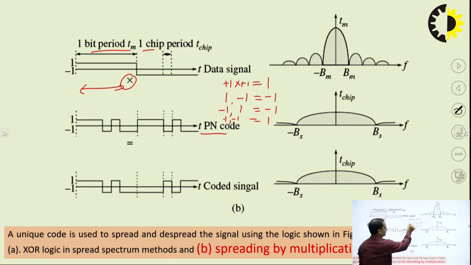So, what is the meaning of that? This is a multiplication I am talking about, right. We are representing logic 1 as 1, and logic 0 will be represented as minus 1. In this case, we can see 1 is here, 1 is there, and 1 times 1 will obviously be 1, so we get the spreaded data, or this code, as 1. When we have 1 again, we get 1. Now, here this is 1 and this is minus 1. When you multiply 1 and minus 1, what do we get? Minus 1. So we get minus 1 here.